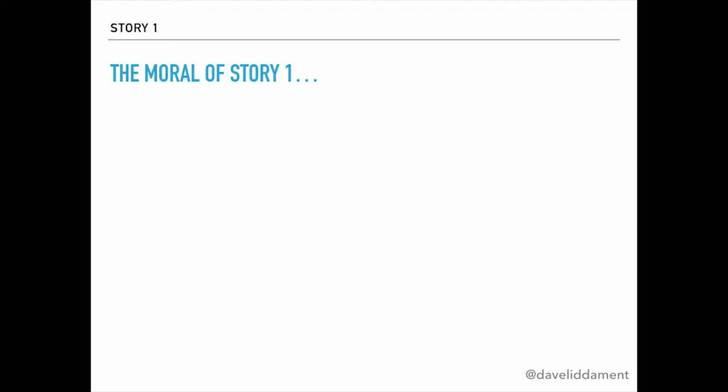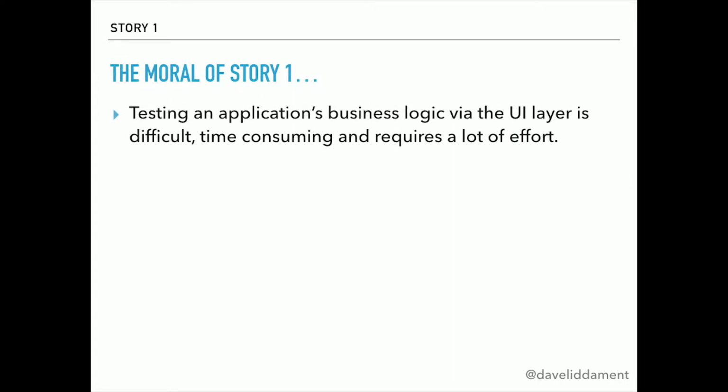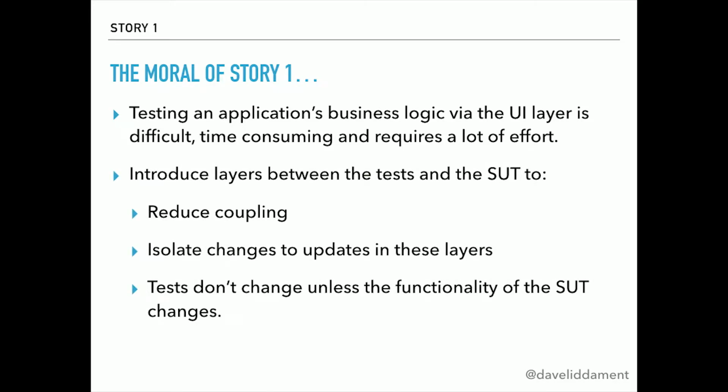So the moral of story one is testing an application's business logic via the user interface is difficult, time-consuming, and requires a lot of effort. So what we need to do is introduce layers between the software under test, to reduce the coupling between our tests and what we're testing. And we're doing this basically by isolating changes. So if we do get changes, there's one or two places we need to update them rather than every single test. And importantly, the tests don't change unless the business requirements actually change.